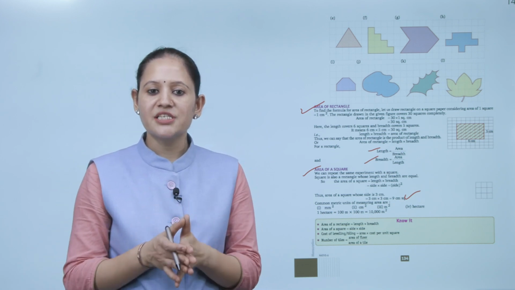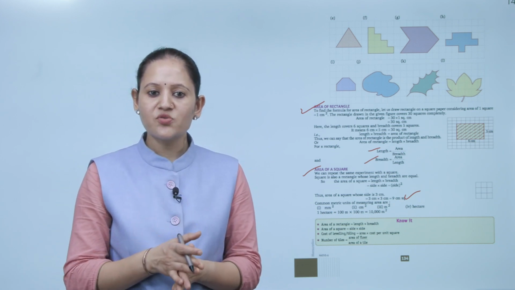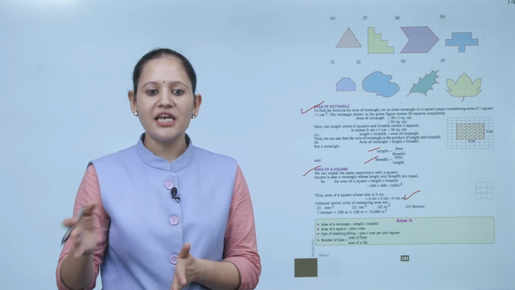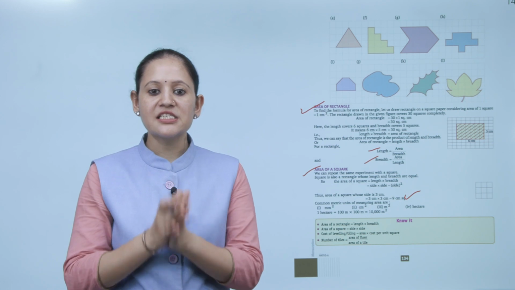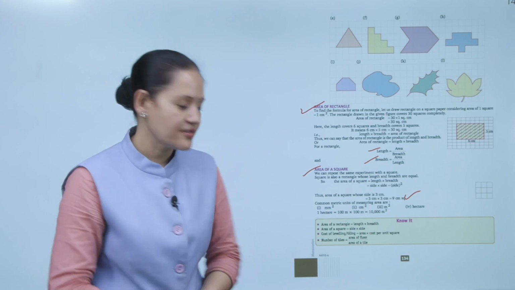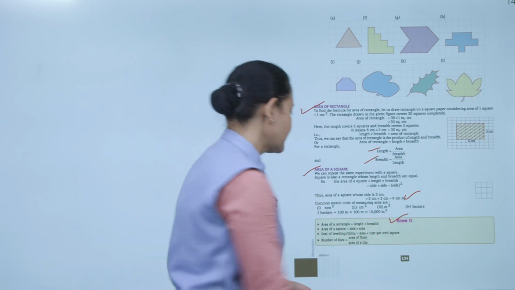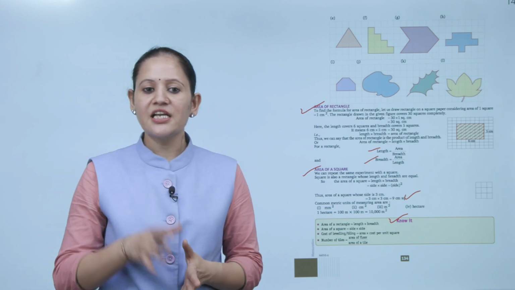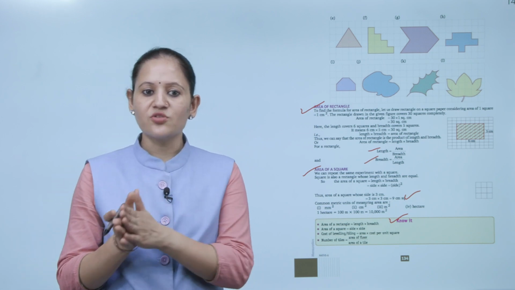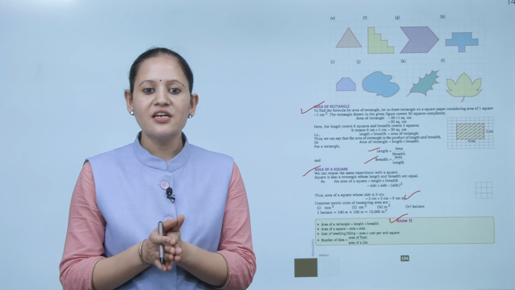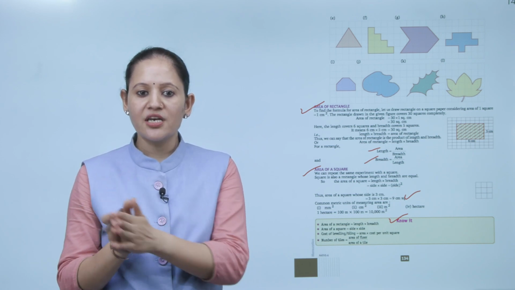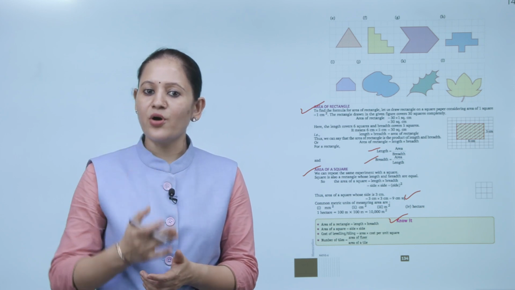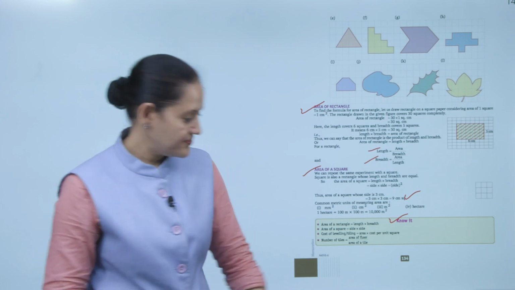Common metric units of measuring area are millimeter square, centimeter square, meter square and hectare. 1 hectare equals 100 meter into 100 meter, that is 10,000 meters square. Know it. Area of rectangle, length into breadth. Area of square, side into side. Cost of leveling or tiling, area into cost per unit square. Number of tiles, area of floor upon area of tile.